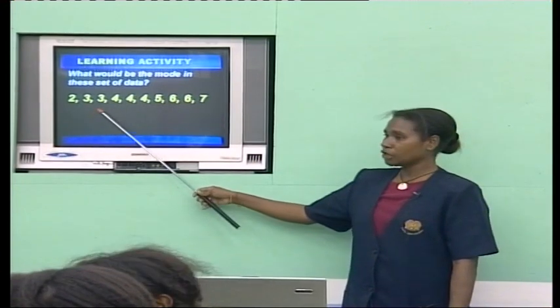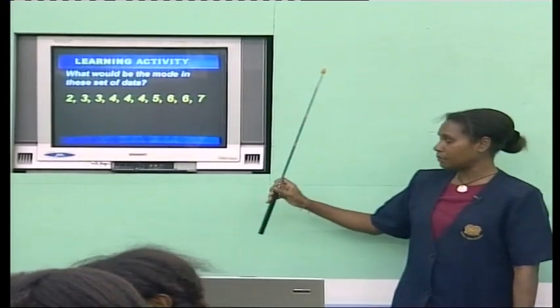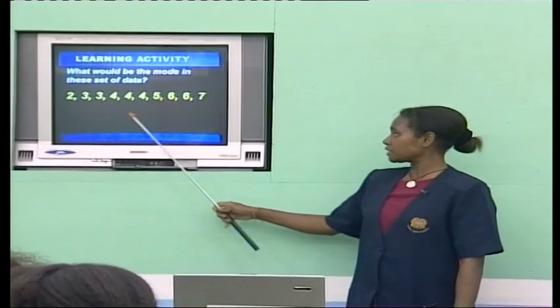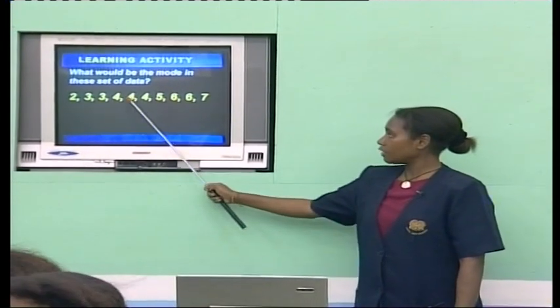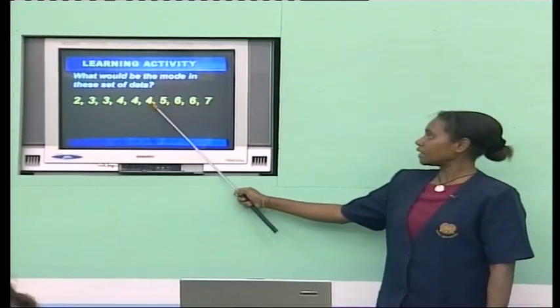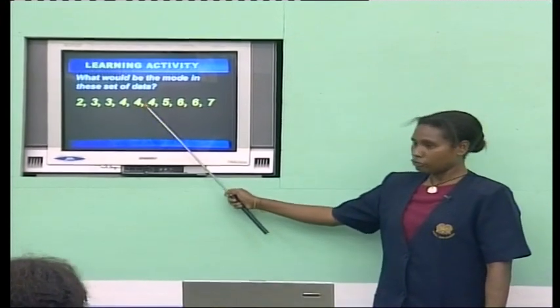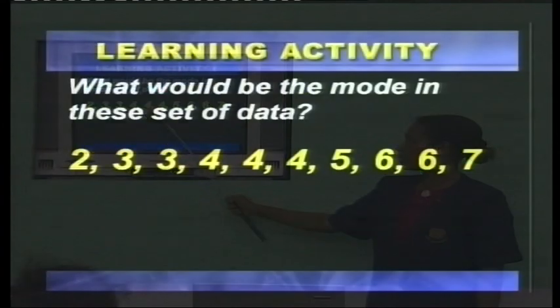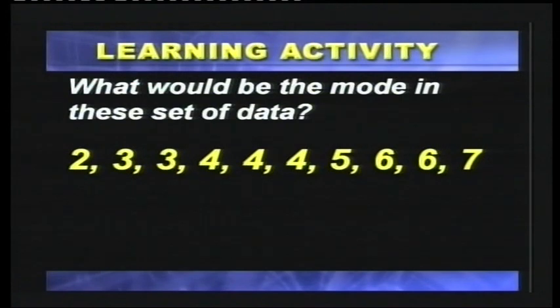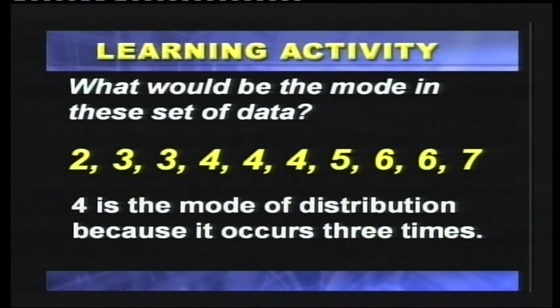So if you are working in your frequency table that you'll be coming across in your next learning activity, you will have number 3 next to number 4, or 3 strokes that will represent number 4. So 4 would be the mode. Okay, 4 is the mode of this distribution because it occurs 3 times. So thank you, Maria and Michael, for your answers.